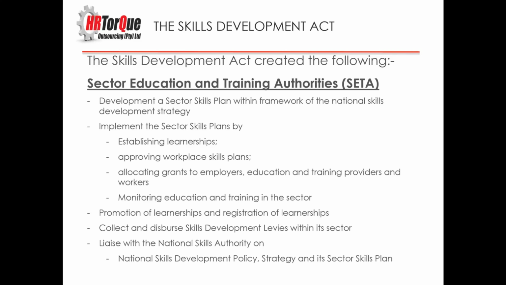So they will then decide that the workplace skills plan is correct or not, and they will then approve it and allow you funding. They will allocate grants to employers, education and training providers and workers, and they will continue to monitor education and training in the sector. They will promote learnerships and registration of learnerships, and they will collect and disperse levies within their sector and liaise with the National Skills Authority on the skills development policy, strategy, and its sector skills plan.